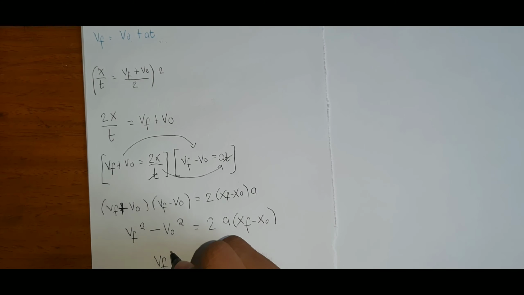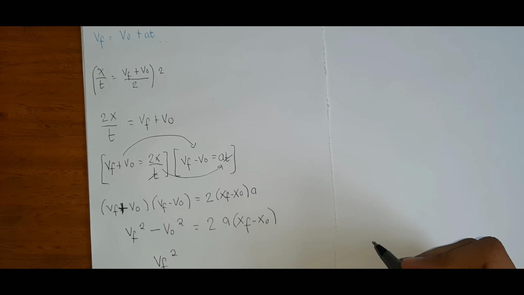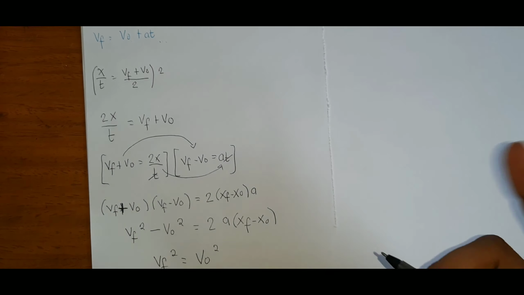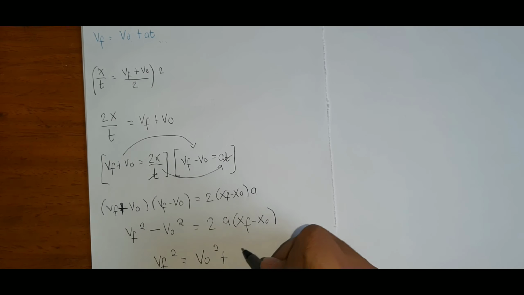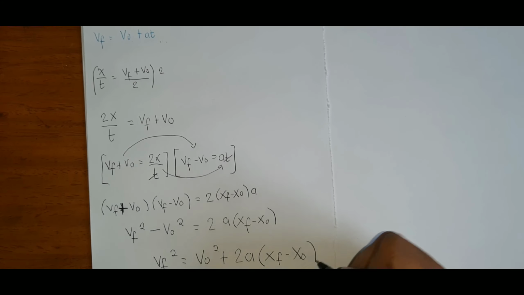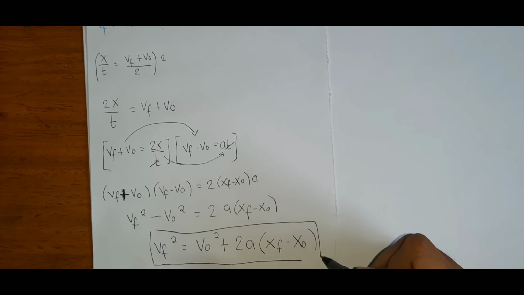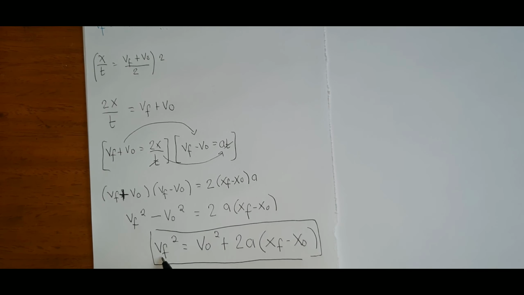So your final velocity would be vf squared is equal to vo squared plus 2a multiplied by x sub f minus x sub o. Okay, so with this equation, you're describing velocity using acceleration and distance. So this is very important and useful, especially in the work kinetic energy theorem.